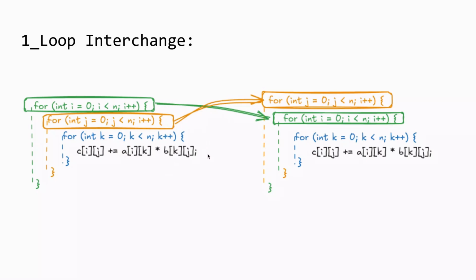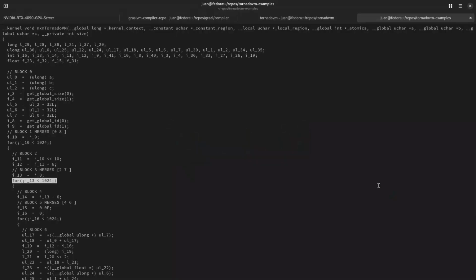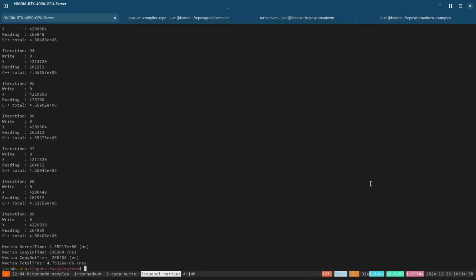In the case of TornadoVM, as I mentioned before, it interchanges these 2 outermost loops. If you want to know more about loop interchange, there is a very good book that I highly recommend. It's called Optimizing Compilers for Modern Architectures, and loop interchange is explained there in great detail. So, with that out of the way, let's run the loop interchange version in our OpenCL program and see if we can match the performance of Tornado.